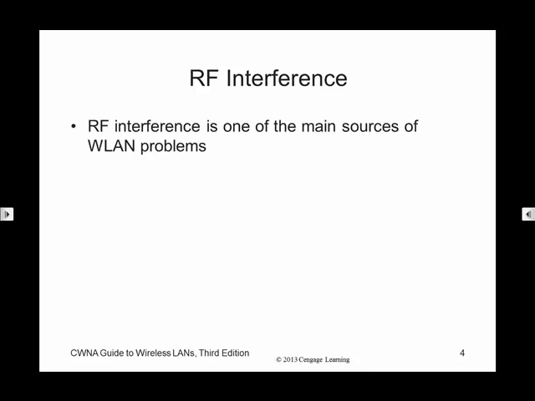RF interference is one of the main sources. And when you do this, look at, and they're going to have a picture of it, look at the noise level. What kind of noise level do we have in here? And I think that it's really not all that bad. What are the interfering sources?